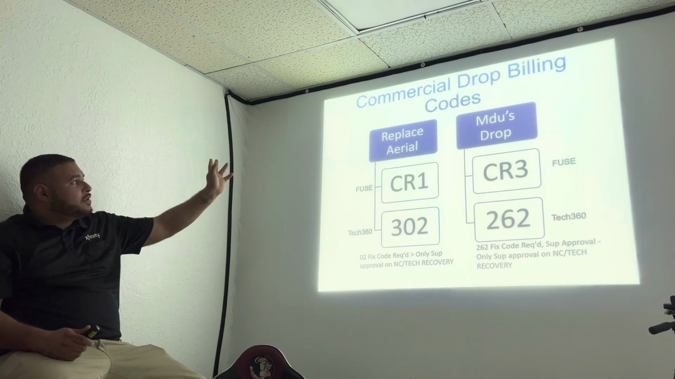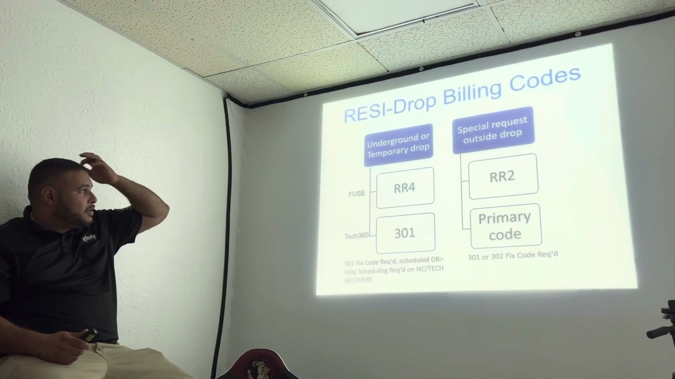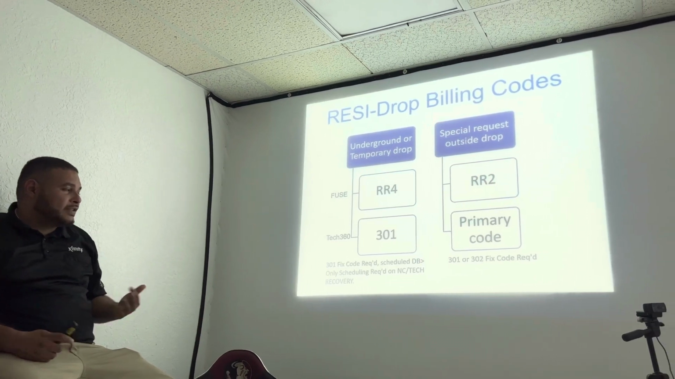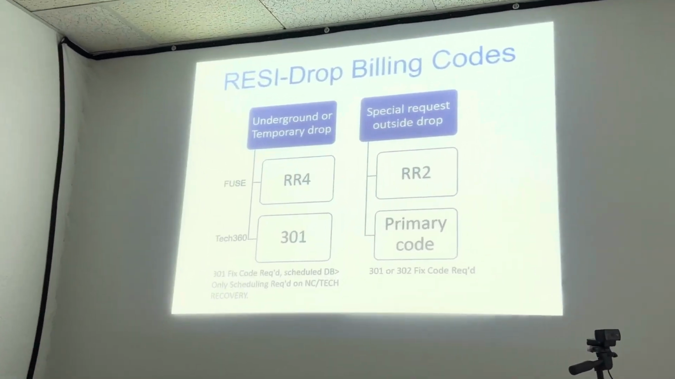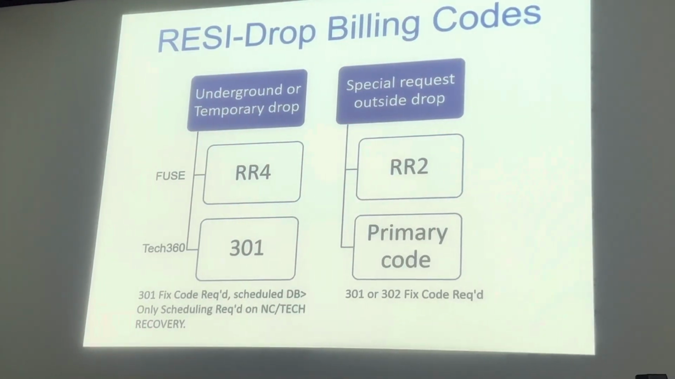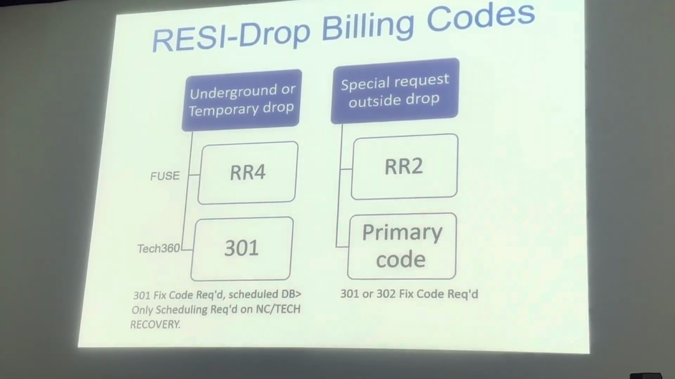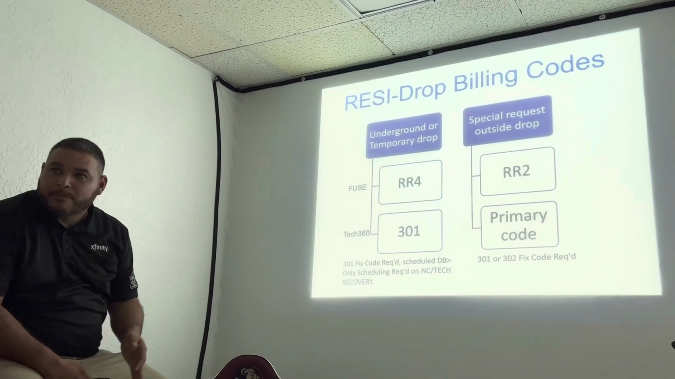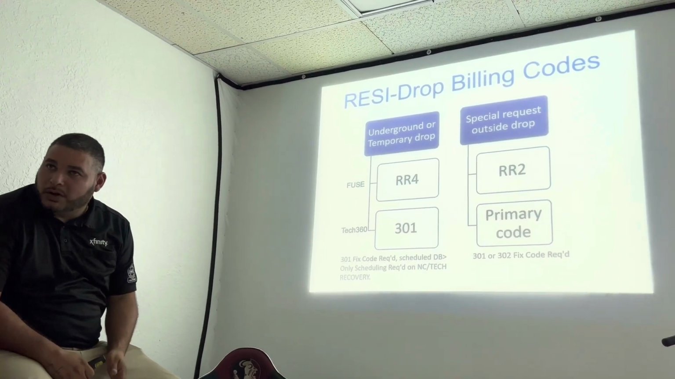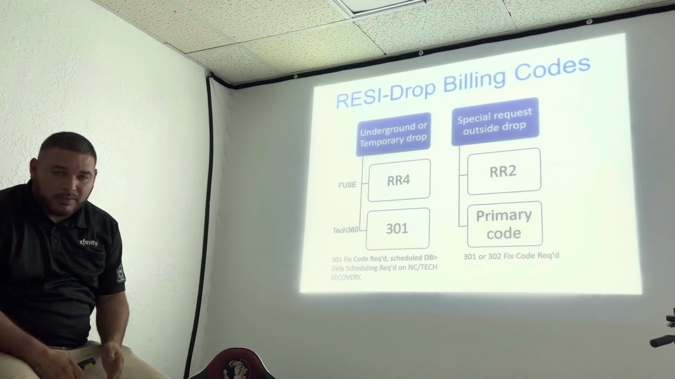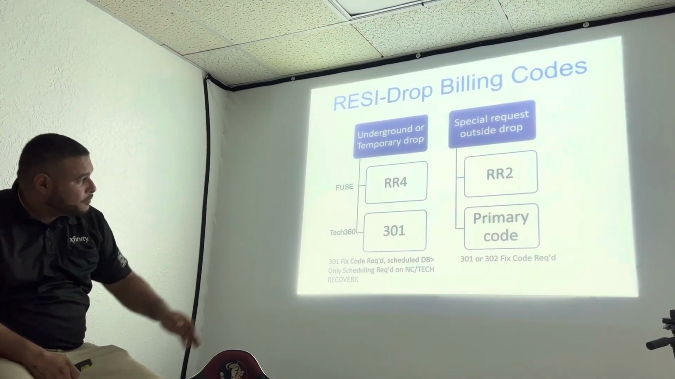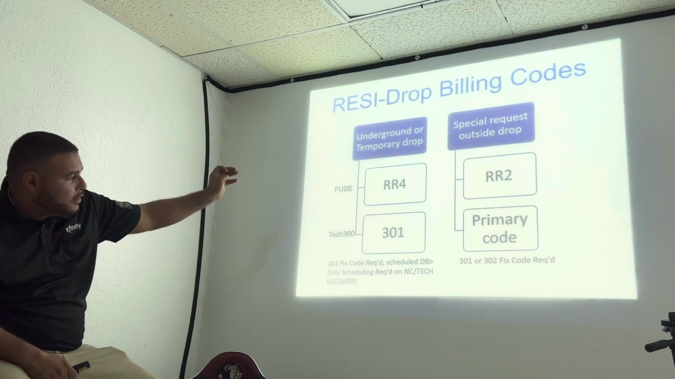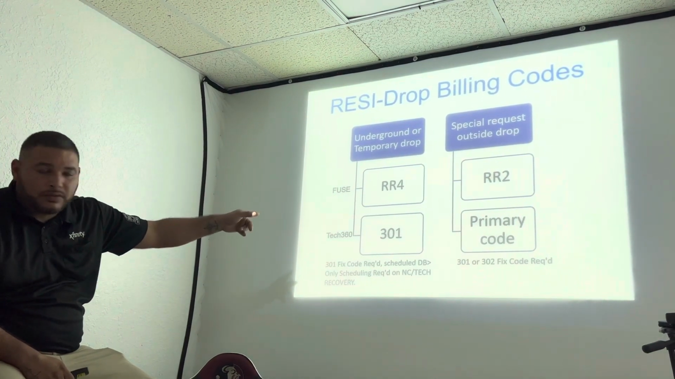Commercial, no, this is commercial area drop replacement. I don't know about this. Residential underground temp drop. Let's say you get to a house, the same scenario. You went and you gotta change the drop. It's underground. We talk about we leave the cable temporarily on the grass, flagged, running one drop in Fuse and Tech 360. When it's time to bill for that job, you go RR4 and 301 Fuse.